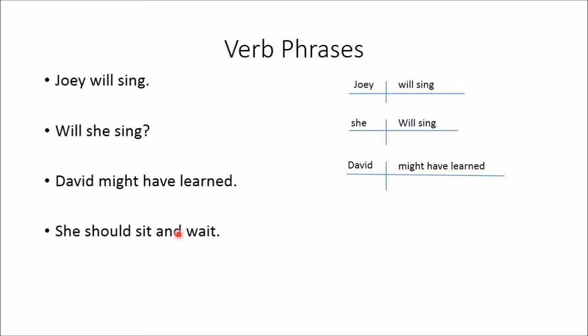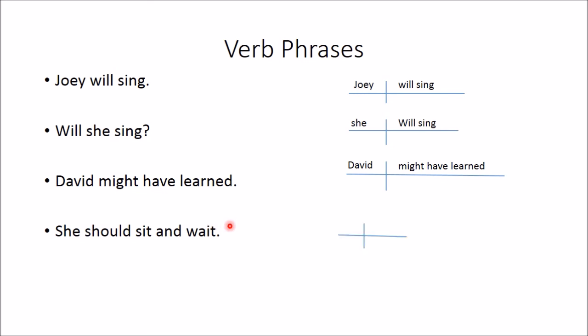Okay? She should sit and wait. All right, here we have a conjunction. So this brings in the review so we can get ready for our conjunctions quiz. She should sit and wait. Should is a helping verb. We have two main verbs. So we call that a compound verb phrase. Two main verbs sharing one helping verb. And this is how you diagram that situation.